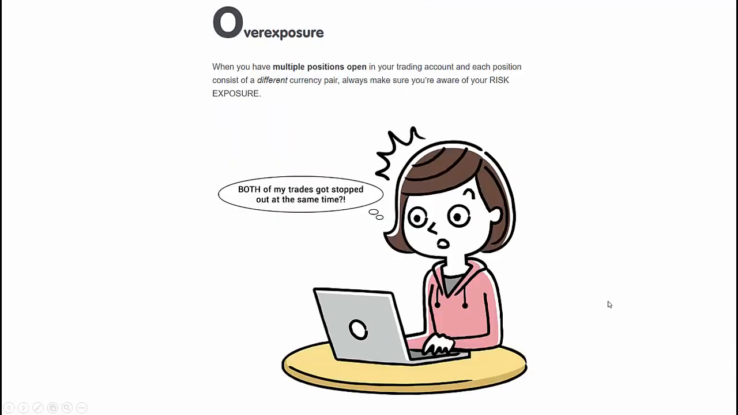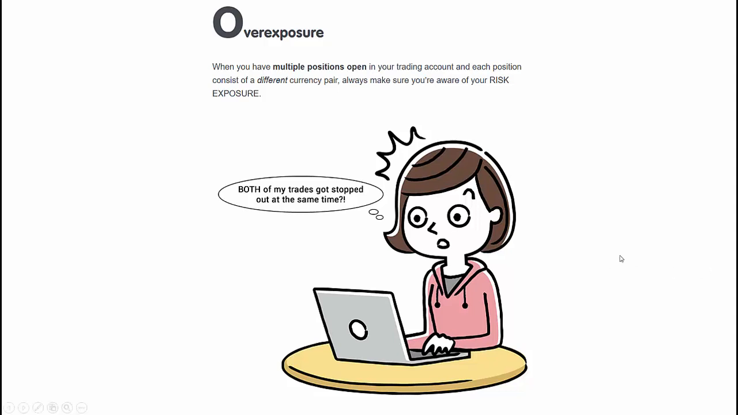So overexposure is when you have multiple positions open in your trading account, and each position consists of a very different, in this case, we're talking about Forex currency pair, but it could be multiple futures contracts, it could be different stocks. Always make sure that you're aware of your total risk exposure. So those different currencies and or futures and or stocks could all be correlated. And if they're correlated, that's very, very dangerous, because it's like having 5 long positions and they're all going to go up and they're all going to go down. That really does not help you with being aware of your risk.